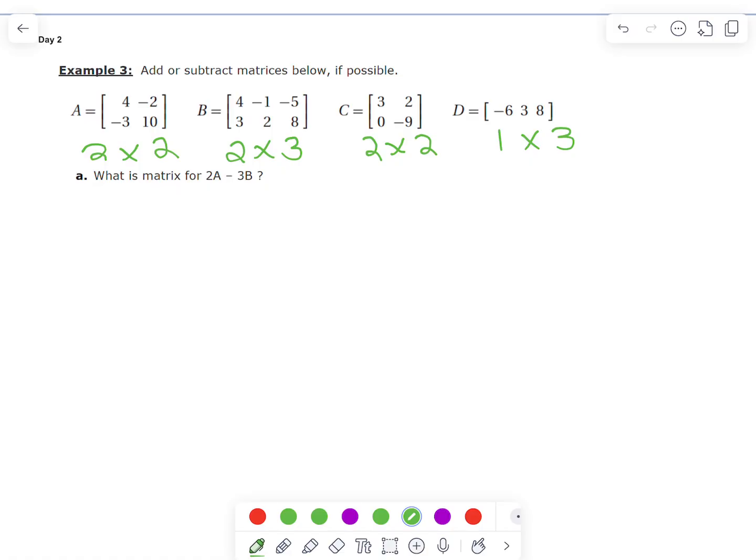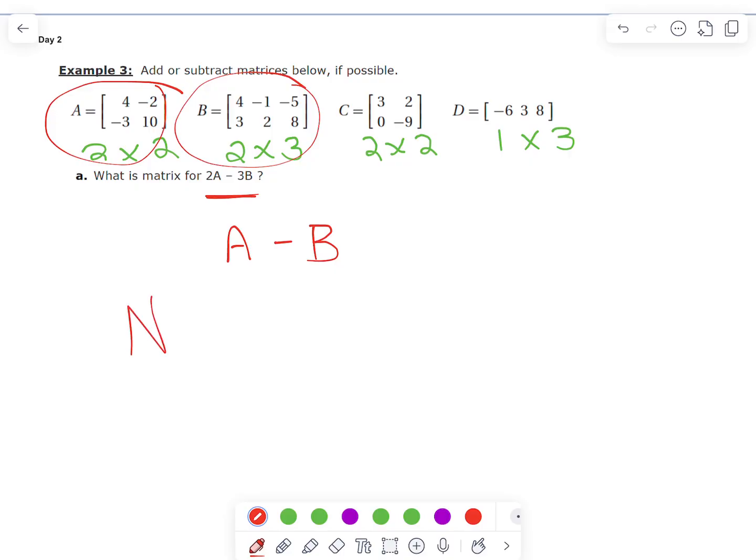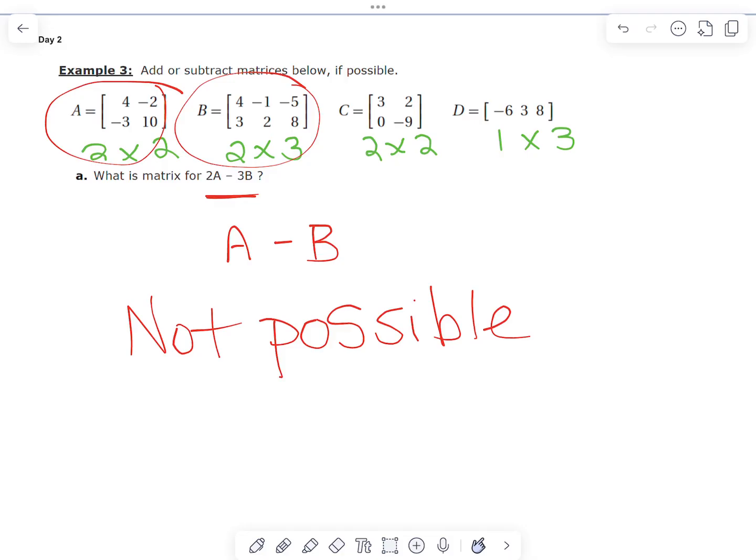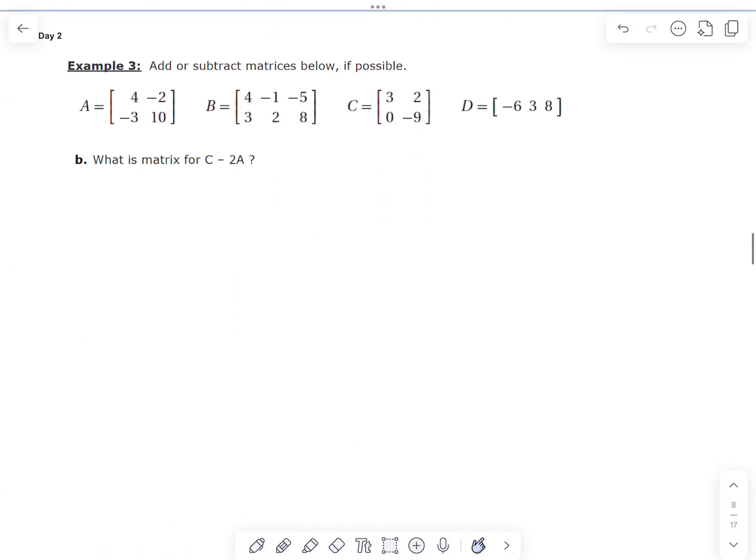So let's just focus on the subtraction first. Can we subtract A and B? Are those dimensions the same? No. They're not the same dimensions, so it's not possible. So we can stop there. Same problem. I just took the snapshot.